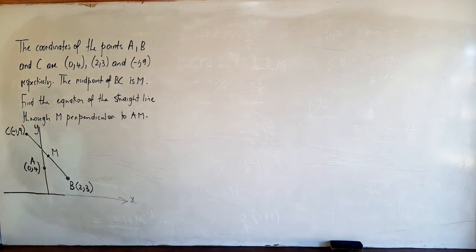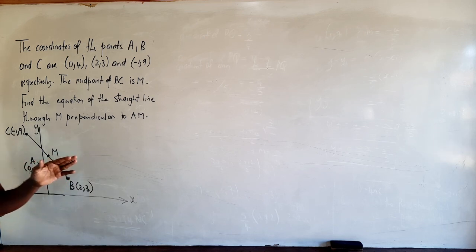So basically what we have here is a point A (0, 4), which of course would lie somewhere on the y-axis. We have the point C (-1, 9). So -1 is to the left of the y-axis, and up here is the point C. And you have the point B, which has coordinates (2, 3). Good? Now we're told that M is the midpoint of BC. So we call this point here M, which is the midpoint of BC.